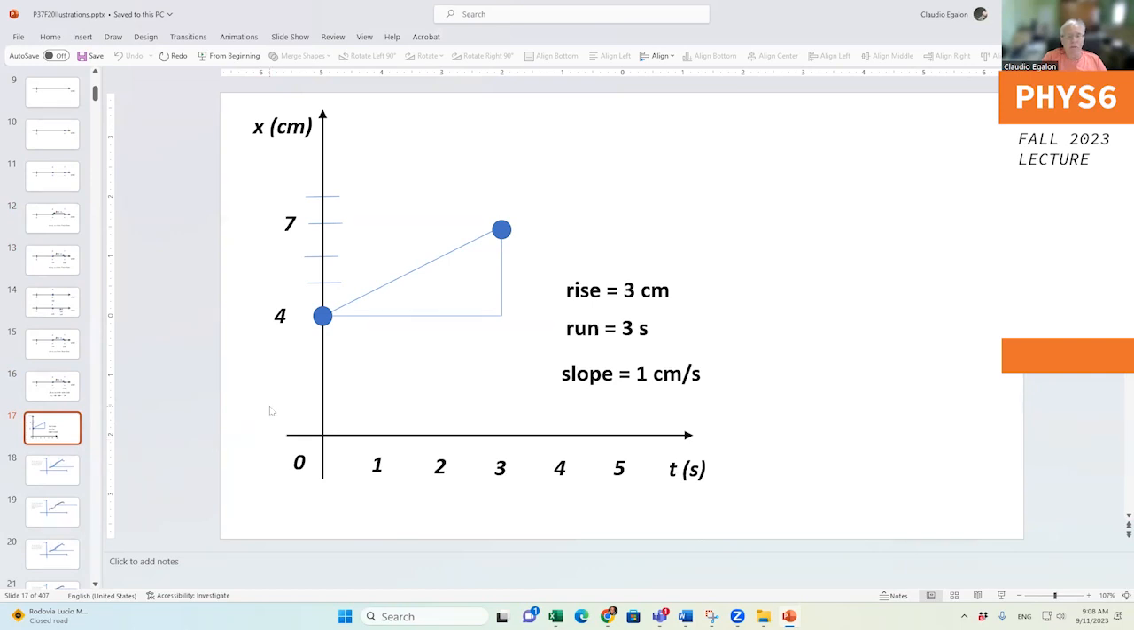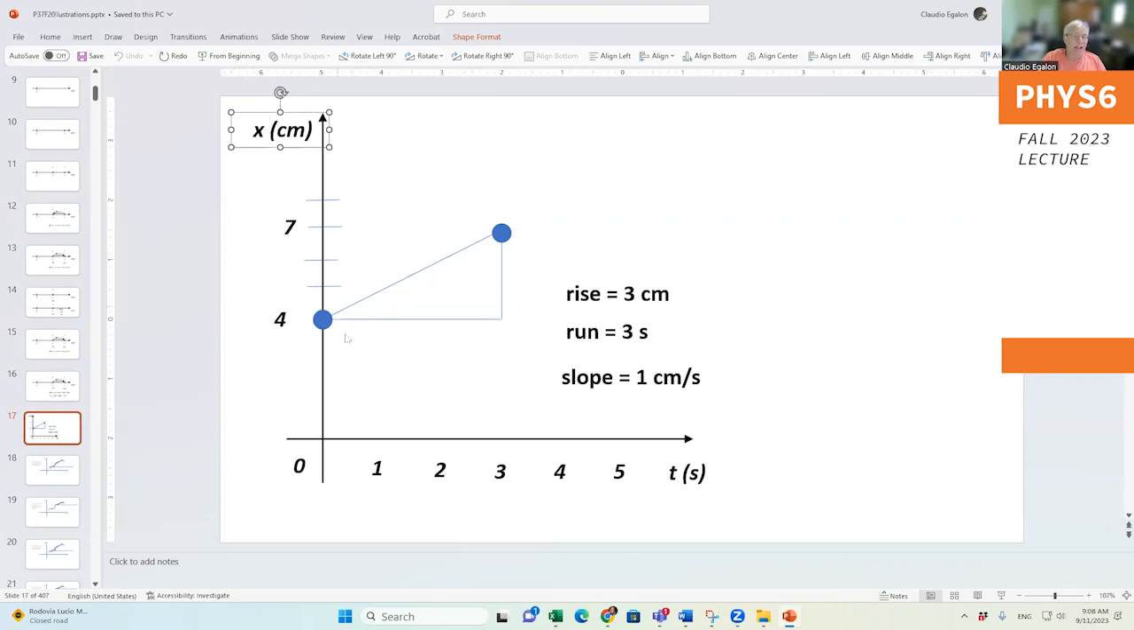For the case of the average velocity, what's going to be the average velocity? When you plot something like that, the average velocity is going to be the slope of this line that you see right here. It is the rise divided by the run. The rise is delta x, 3 centimeters, and the run is delta t, which is the same number but with a different unit, 3 seconds. So the average velocity in this specific case is illustrated as being the slope of this line connecting those two points.